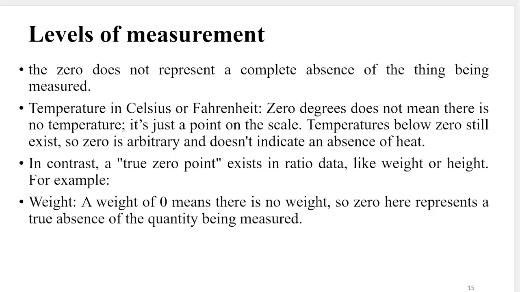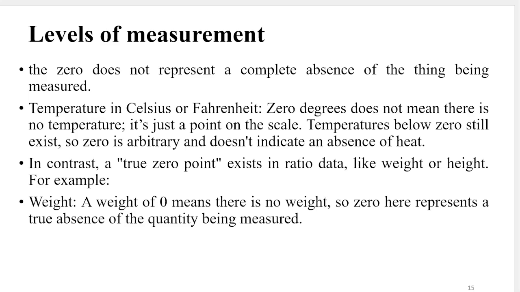If the temperature is 0 degrees, it does not mean there is no temperature or no heat. It is simply a point on the scale. In fact, temperatures can go below 0, which shows that this 0 is not a true absence of heat. Because of this, Celsius and Fahrenheit are classified as interval scale, not ratio scales.